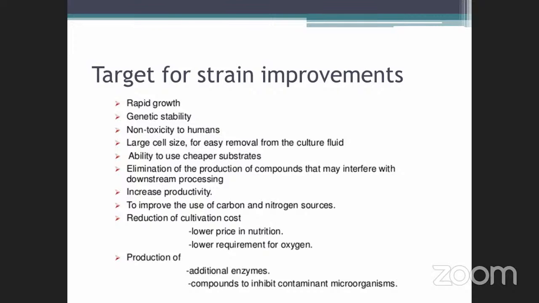So I think now you can get the idea of what the target for strain improvement is. Okay, you can increase the productivity, improve the use of carbon source and nitrogen source, reduce the cultivation cost through lower priced nutrients and lower oxygen requirement. Okay, you can also sometimes carry out strain improvement for the production of some additional enzymes. Your microorganism, for example, already produces the XYZ product, but you improve the strain so that apart from your XYZ product, it also produces the ABC product. So that is a byproduct or additional product. So ultimately you are targeting that, and strain improvement is possible for that.